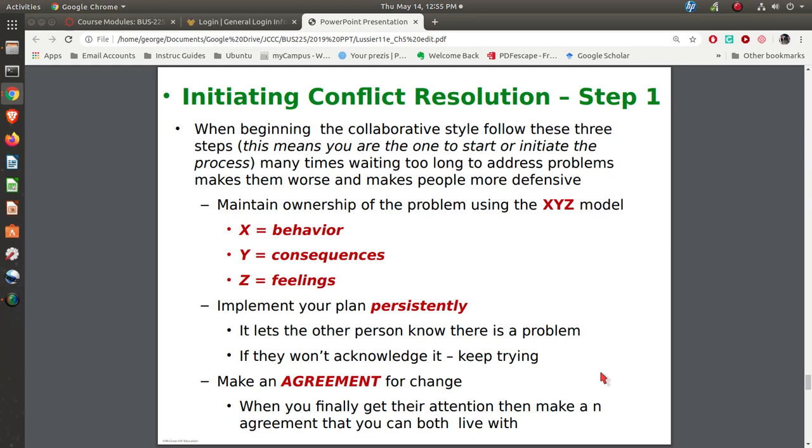The way you do that is start off by utilizing the XYZ model. That's the way you approach it, the things that you say. You express the behavior that you saw. You don't make it personal. Here's the behavior, here are the consequences of that behavior, and here's how you feel about it. The book has various examples in there. Go back and check it out.